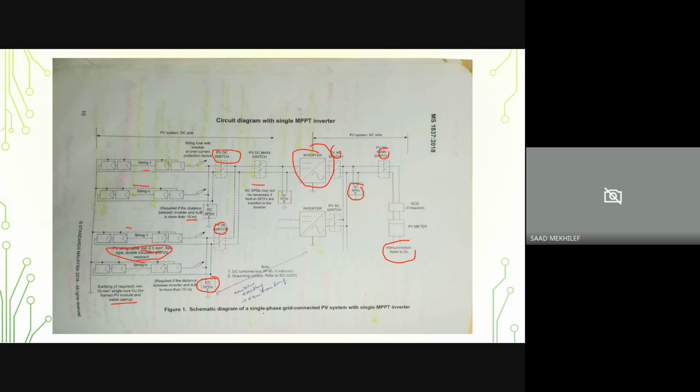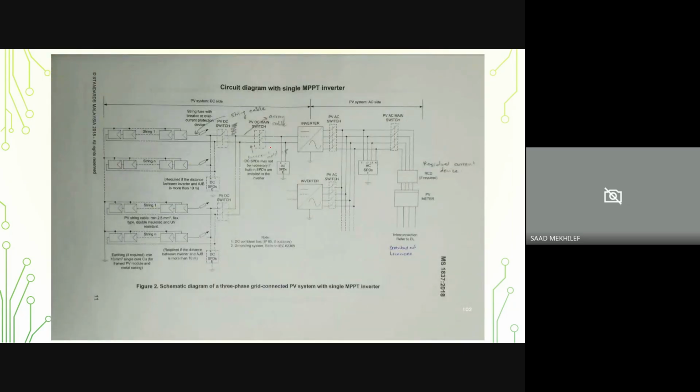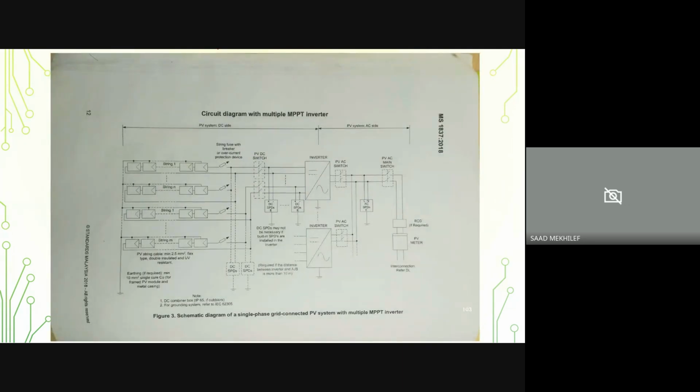So this is the schematic diagram of single phase grid connected PV systems with single MPPT. You can have multiple MPPT, but this is the standard that we use. This is a real circuit diagram that we use. Yeah, this is more or less the same thing. Here with the multiple MPPT systems, the inverter has more than one port. So in this case, you can see the same things here.